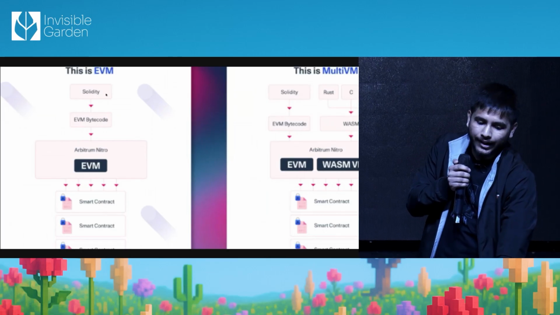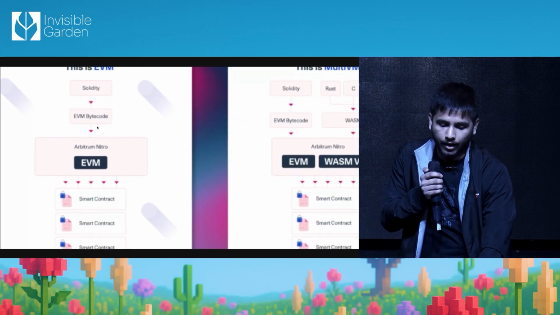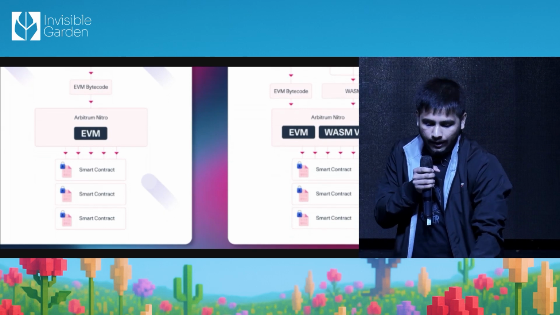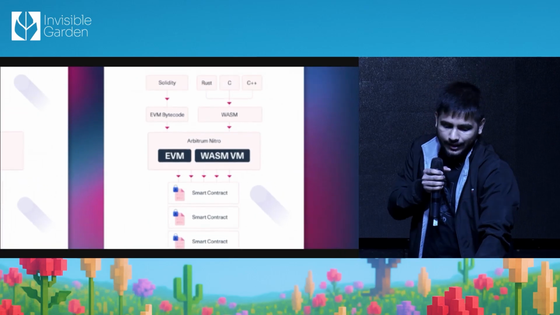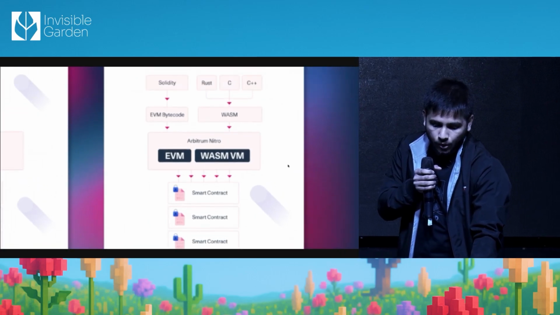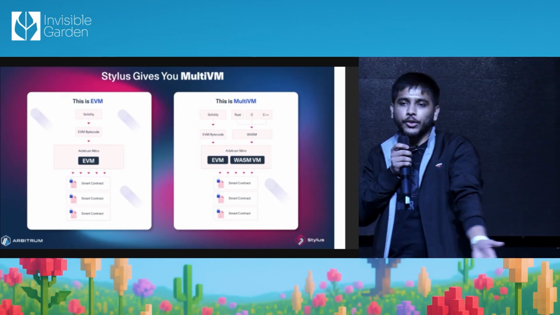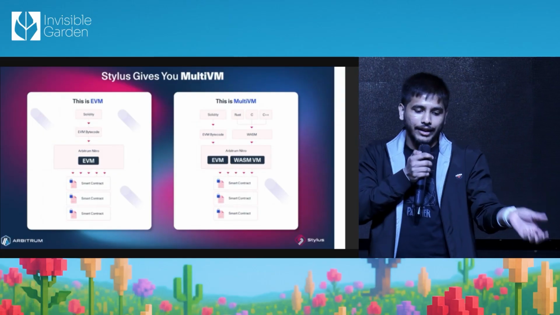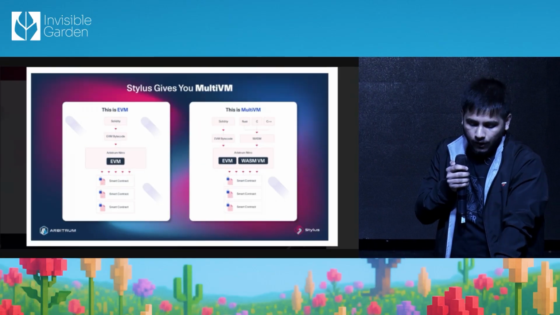Right now, you write a Solidity contract, it compiles to bytecode, then Nitro executes that bytecode, and that's how your smart contracts work. But what Stylus does is provide a multi-VM, so you can write contracts in Solidity as well as in Rust, C or C++, and the multi-VM can handle both the EVM bytecode as well as the WASM, and both kinds of contracts work interoperably.